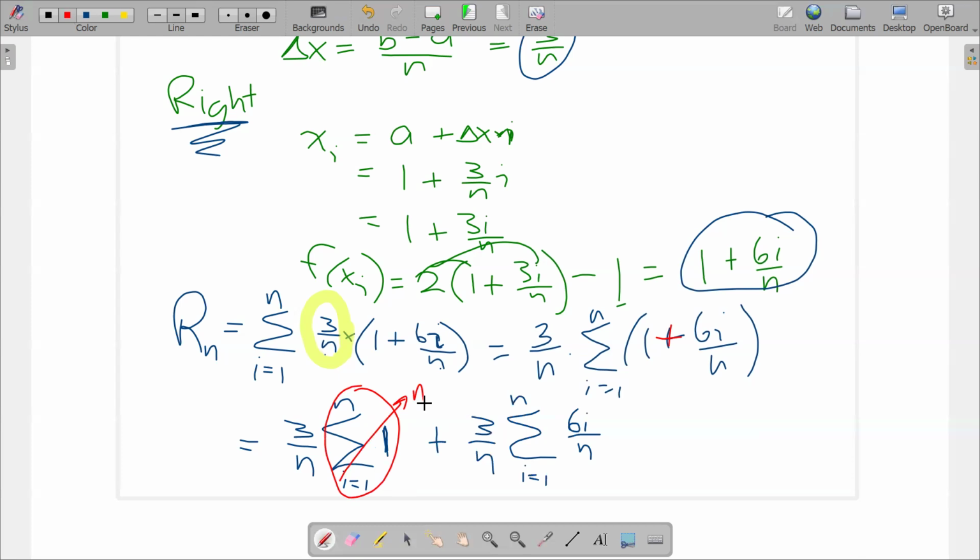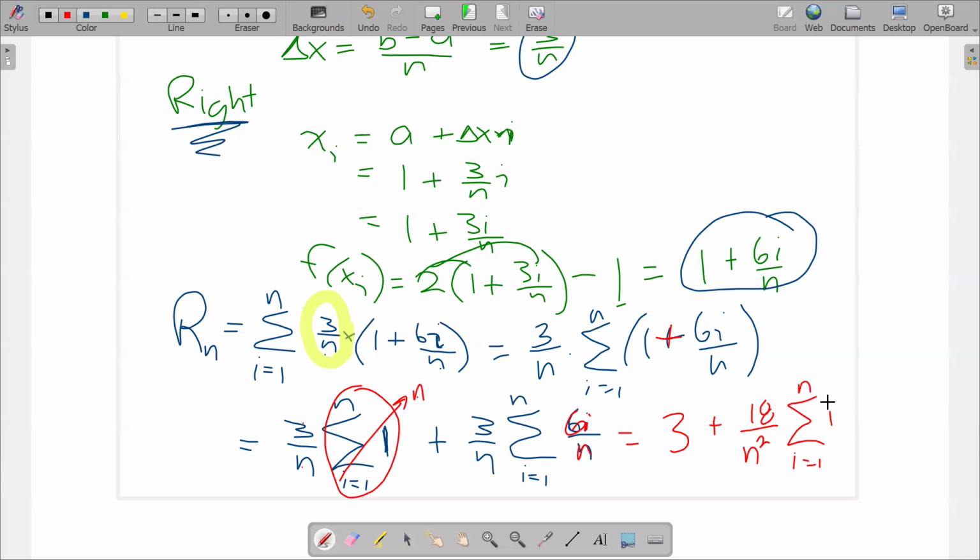This one right here requires a little bit more work. So let's see, cleaning up this side here, I have 3 over n times n. So all of that adds up to just a 3 plus, remember the variable here is i, which means the multiple of 6 can be pulled out and the divisor of n can be pulled out. So I'm going to pull out 6 times 3 is 18. n times n is n squared.